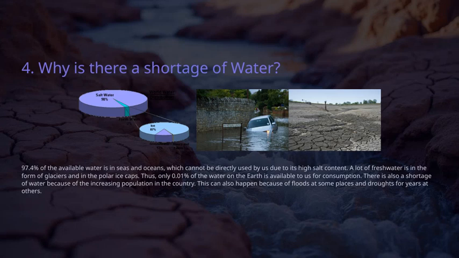So let's talk about why there's a shortage of water. First, did you know that about 97.4% of all the water on Earth is in seas and oceans? The problem is, we can't use most of that water directly because it's saltwater, which isn't suitable for drinking or agriculture. A lot of fresh water is actually stored in glaciers and polar ice caps, which are hard to access. That means, in reality, only around 0.01% of all the water on Earth is available for us to use.